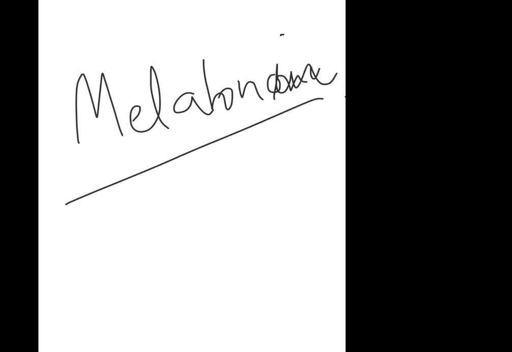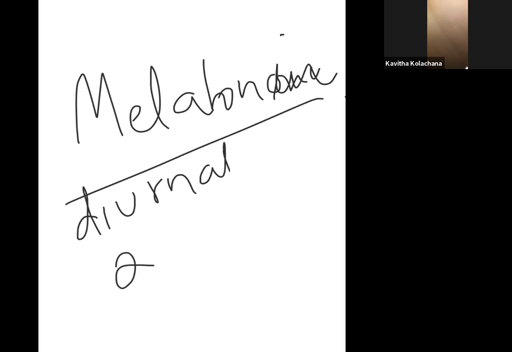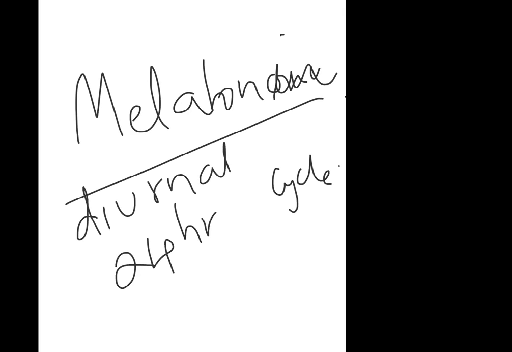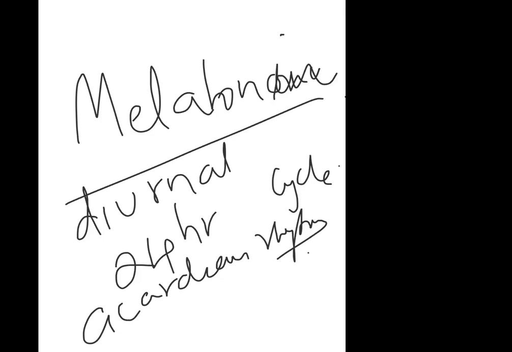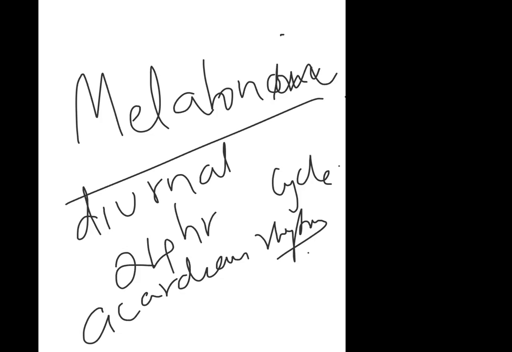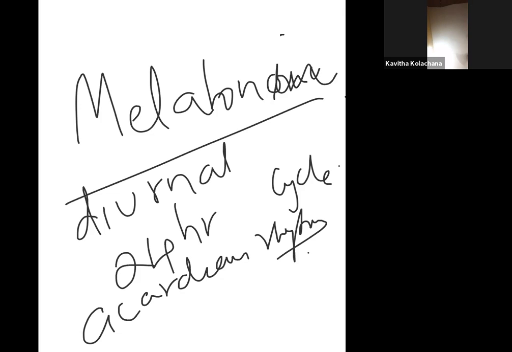Melatonin regulates the sleep-wake cycle. There are so many names for it: diurnal rhythm, 24-hour cycle, circadian rhythm. It maintains normal circadian rhythms. And it maintains your body temperature. In addition, it also influences metabolism, pigmentation and the menstrual cycle. All these are also regulated by melatonin.